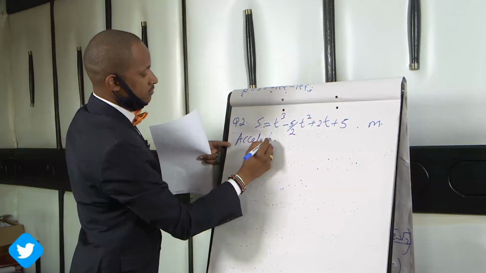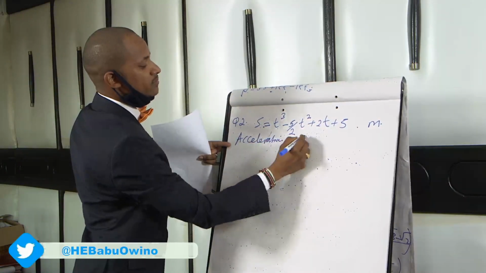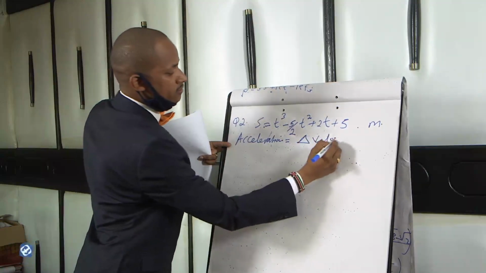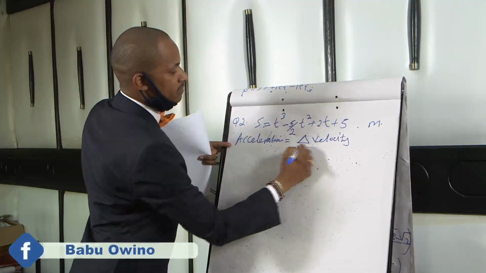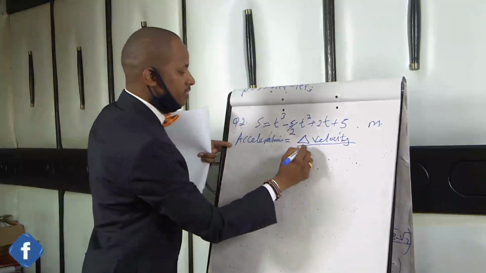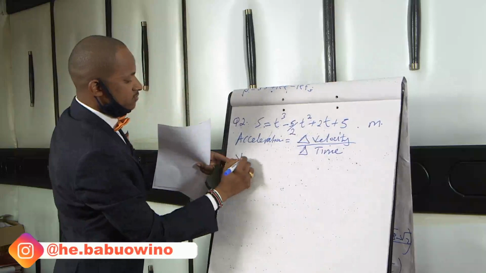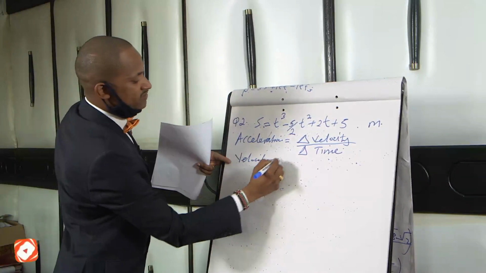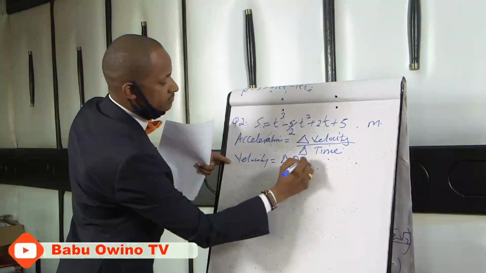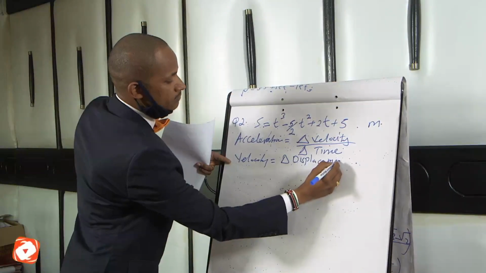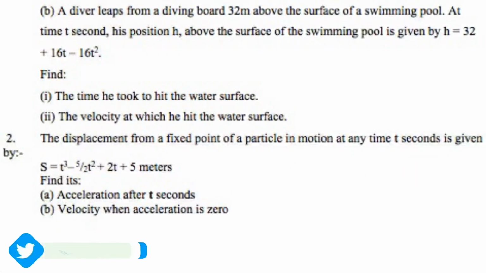Acceleration is given by change in velocity divided by change in time. But velocity, we saw earlier, is given by change in displacement divided by change in time. Therefore, for us to get acceleration, we will have to get velocity first.